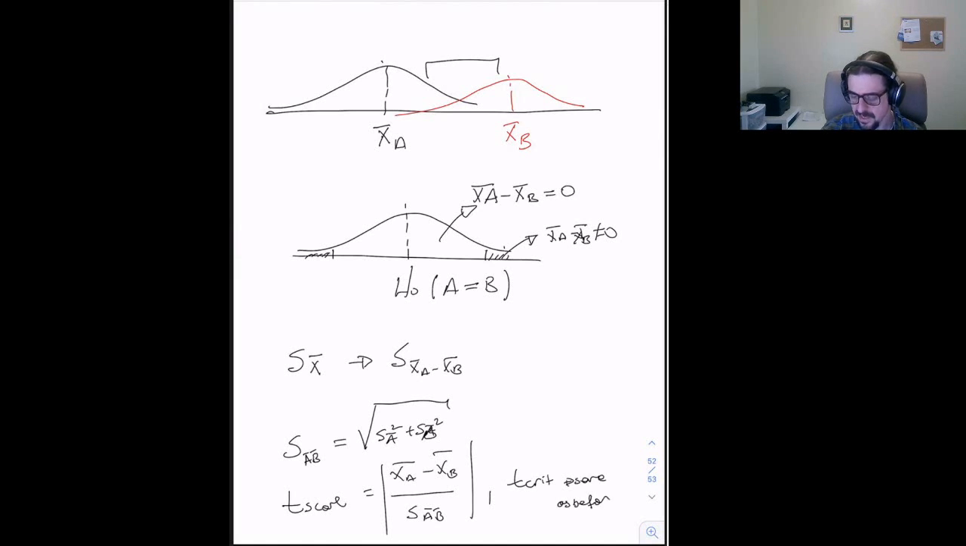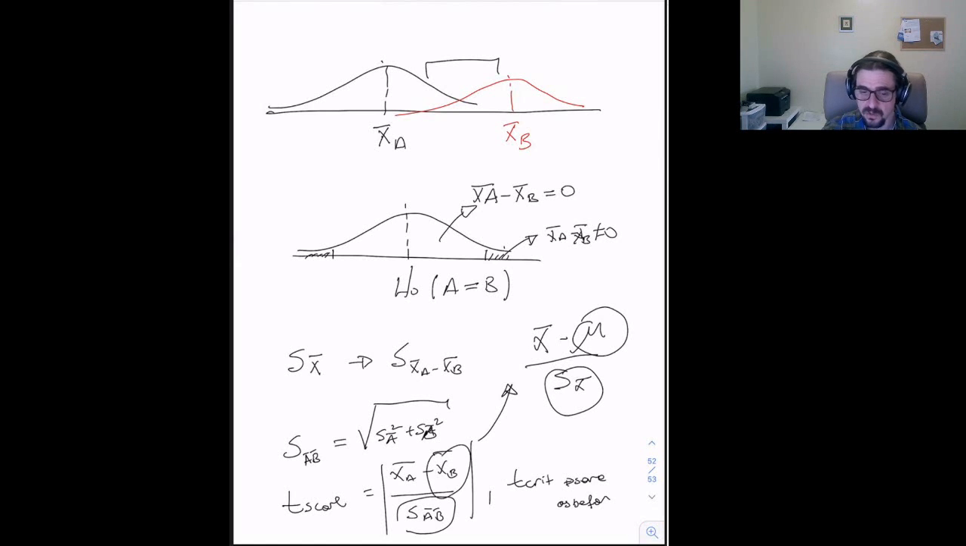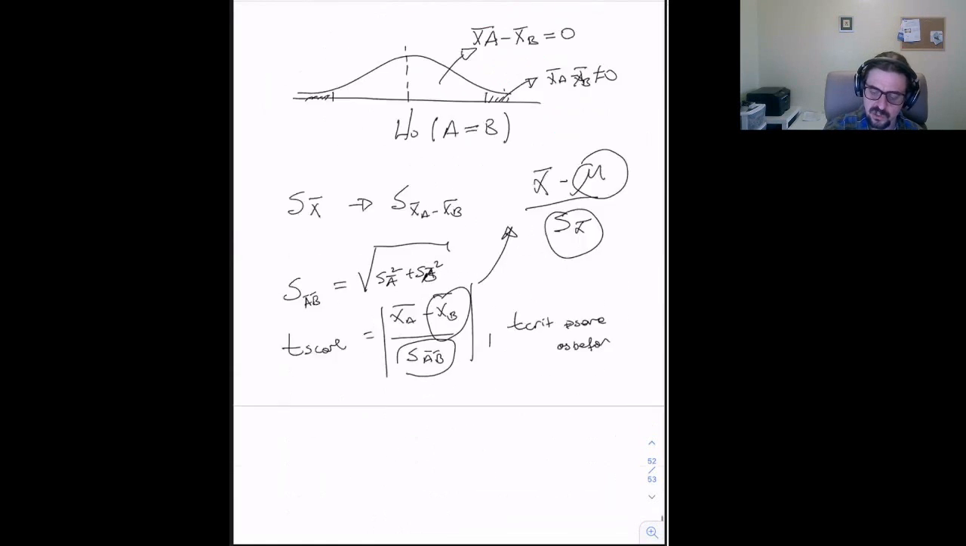Okay, so basically the only thing that's changed is that if you remember the one sample t-test, we said x bar minus a hypothesized value divided by the s x bar, right? So the s x bar becomes the combined standard error, and the hypothesized value is replaced by the mean of the second group. But the whole procedure is exactly the same. So let's do an example.